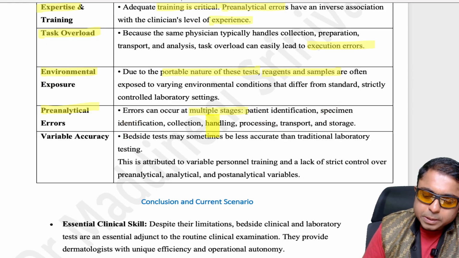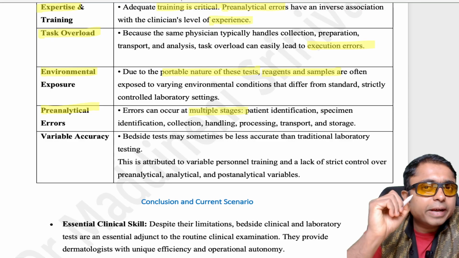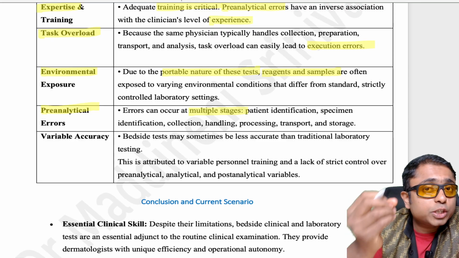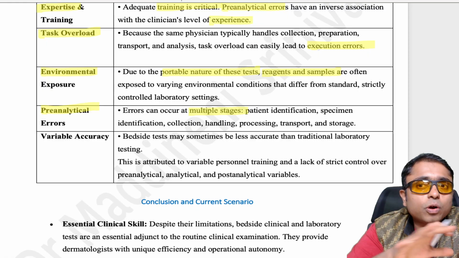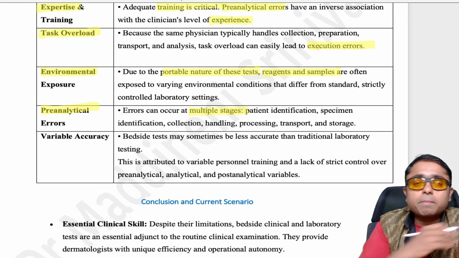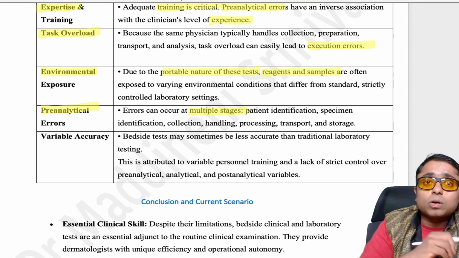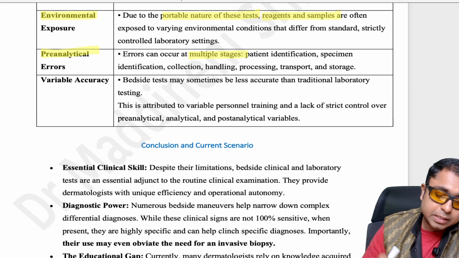stages. So specimen identification, collection. So these are all some very important points. Always when you are sending the samples, make sure that you are going to send them very carefully. Please don't cross over the patient sample IDs. So that is one thing which is very important.